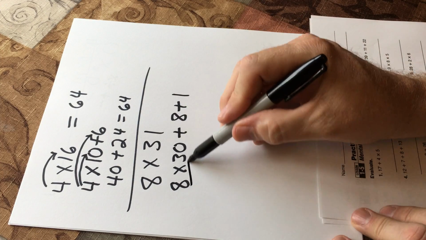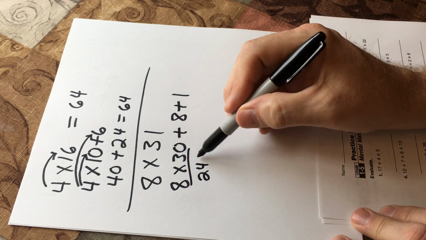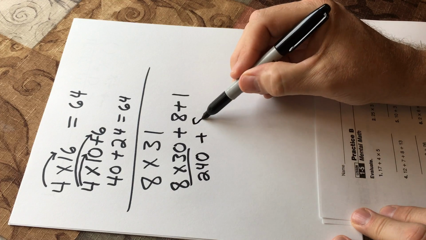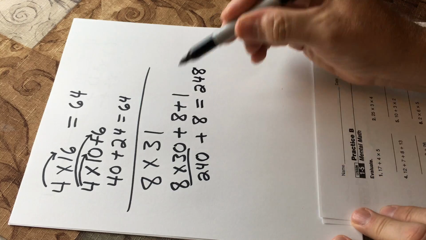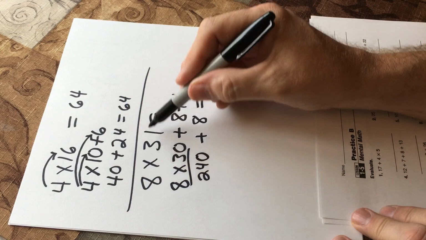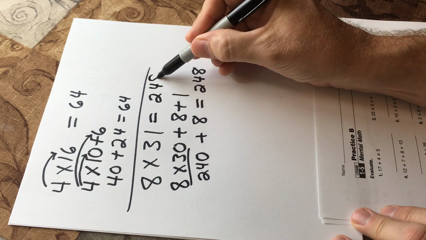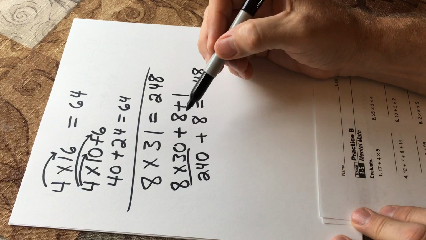So let's see, 8 times 30. Well, 8 times 3 is 24, right? We just add the 0 on the end. 8 times 1, well, that's 8. We add these together and it's 248. Take your calculator, check. 8 times 31 is indeed 248. Could you use other numbers? Yeah, you probably could, but this is probably the easiest.